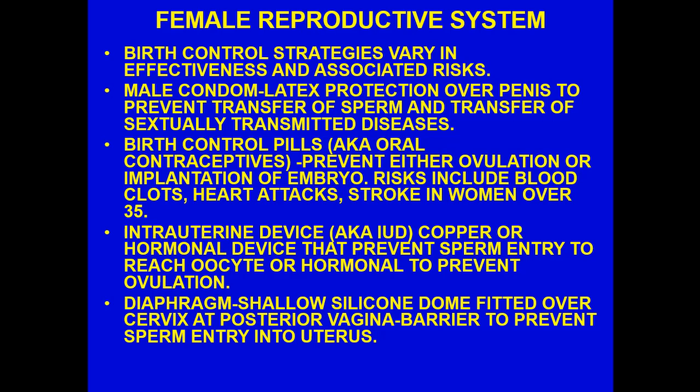The diaphragm is a shallow silicone dome. It's fitted over the cervix. Usually there is a spermicide gel applied on the inside, and it's basically another type of barrier to prevent sperm entry into the uterus.